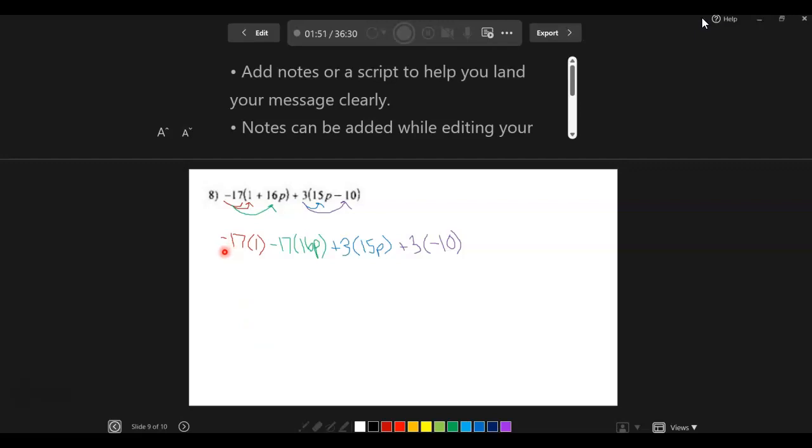All right, so a negative times a positive is a negative. Negative 17 times 1 would give me negative 17. And I'm afraid 17 times 16 in my head is probably going to let me down. So let's do 17 times 16. Yeah, that's 272. Not sure what they were thinking giving me that one. But a negative times a positive is going to give me negative. So this would be minus 272p.